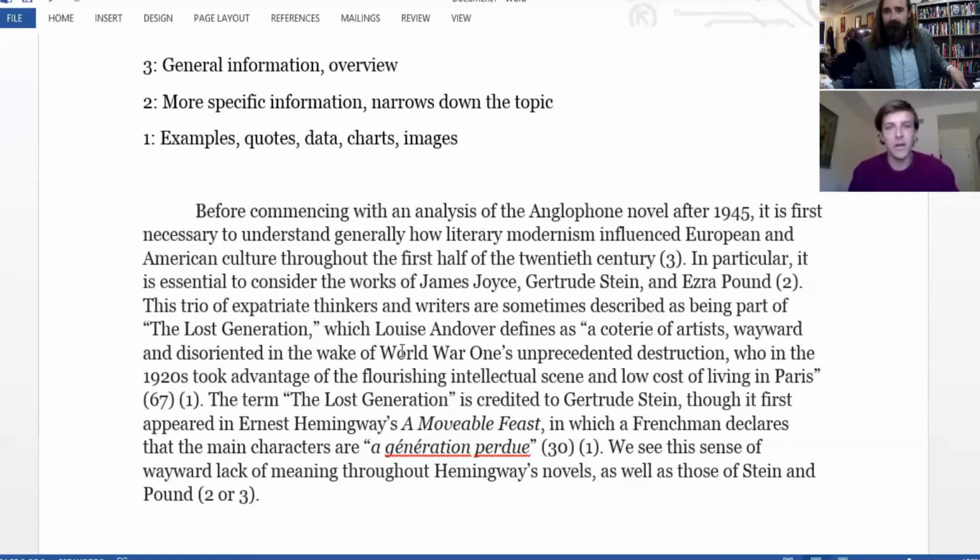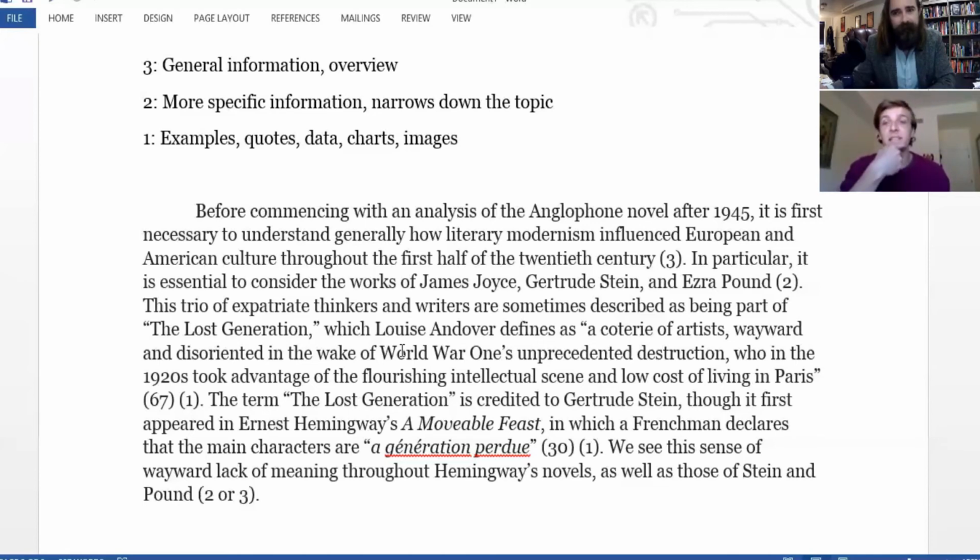Yeah, agreed. We're high off the ground there. We're looking at big picture things: Europe, America, 20th century Anglophone novel. A great place to start, but we know we're going to have to come down closer to the ground. Yeah.